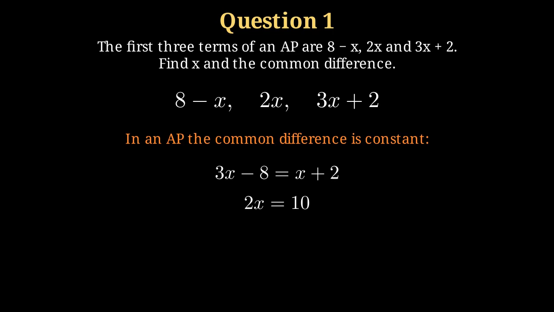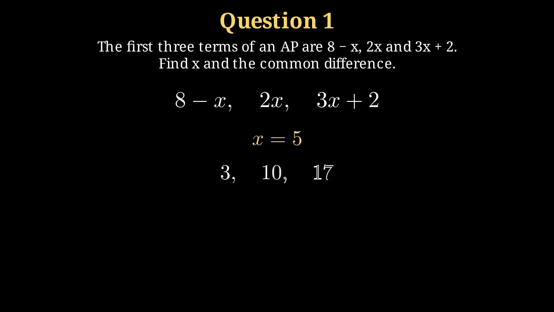Now collect like terms. Take x from both sides and add 8 to both sides. 3x minus x is 2x, and that equals 10. Divide both sides by 2, and we find x equals 5.